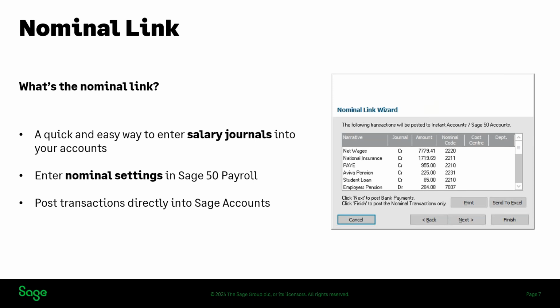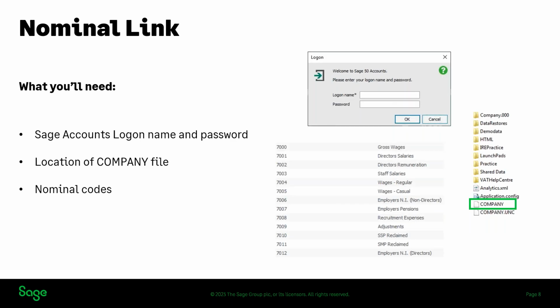And just before we do that, I want to cover a little bit about what you'll need to do to prepare. So there is some information that you will need before you actually can set up your Nominal Link. One is you'll need a Sage Accounts logon. It will require that when you set up the Nominal Link, so that essentially your payroll software can log into your accounts software during that Nominal Link process. So it logs in behind the scenes and it will post that information for you.